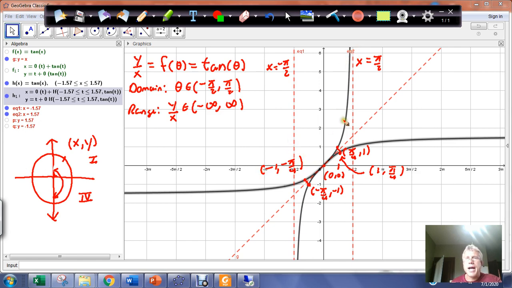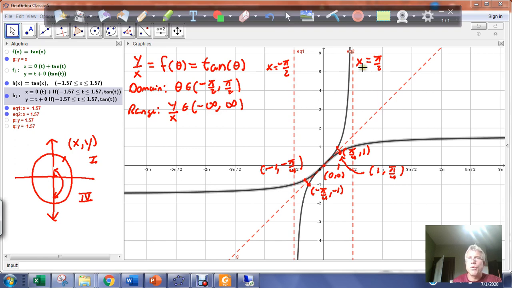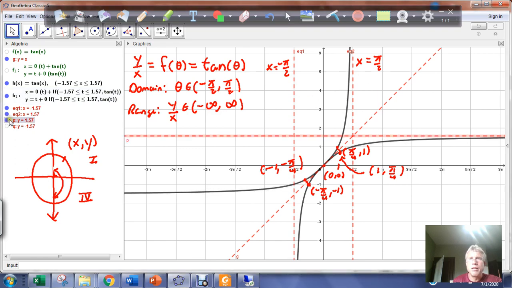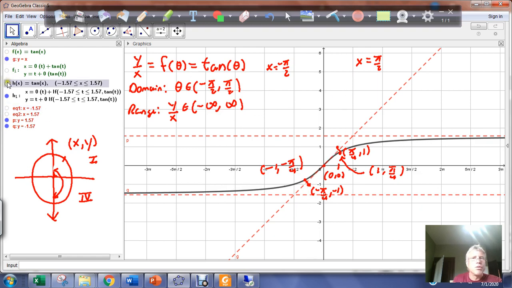But the vertical asymptotes also get reflected as well. So we wind up reflecting those vertical asymptotes. So x equals pi over 2 gets reflected and becomes y equals pi over 2, and x equals negative pi over 2 gets reflected and becomes y equals negative pi over 2. So the vertical asymptotes for the tangent function get reflected and become horizontal asymptotes for the inverse tangent function.